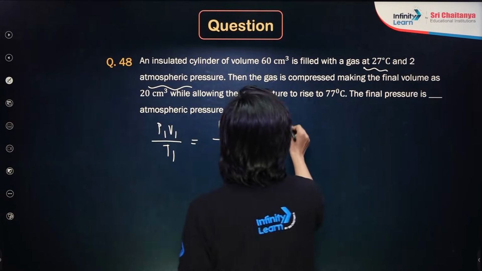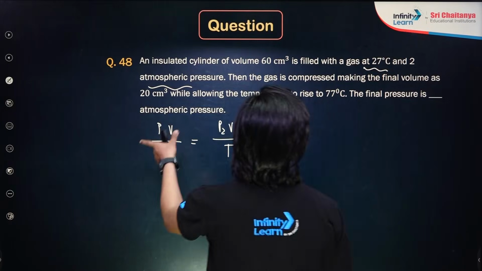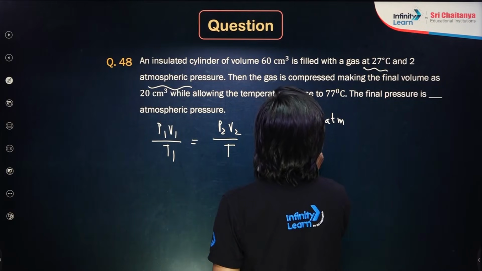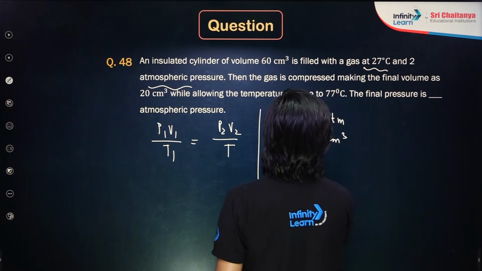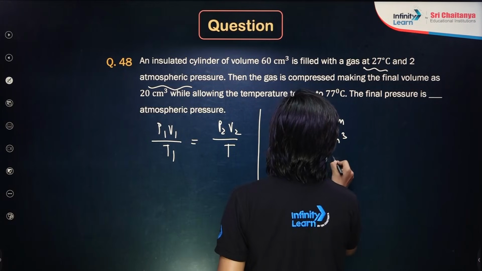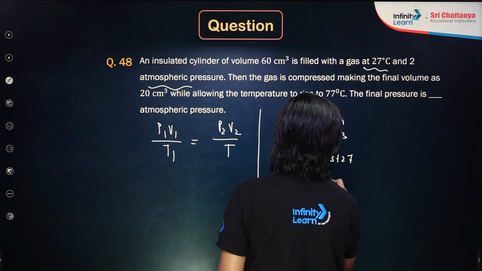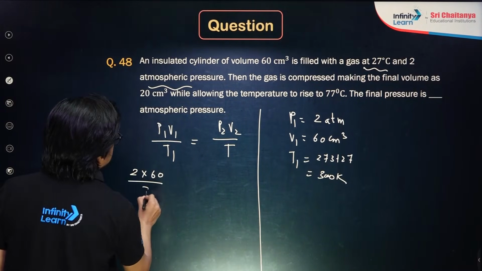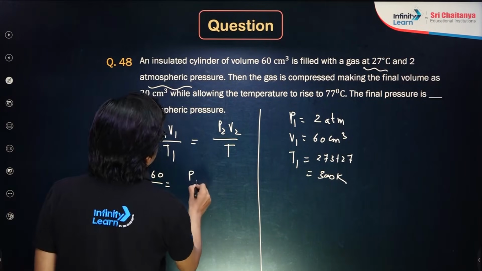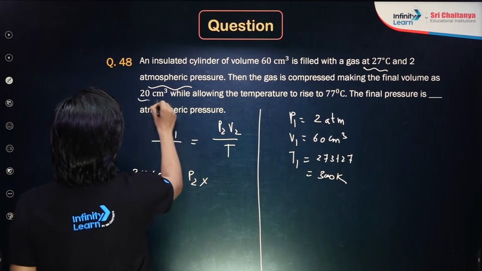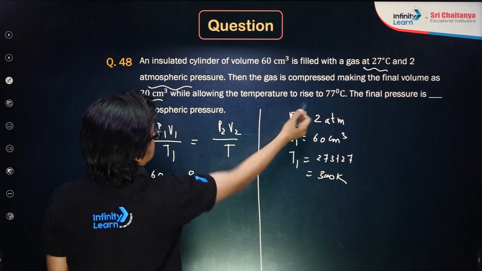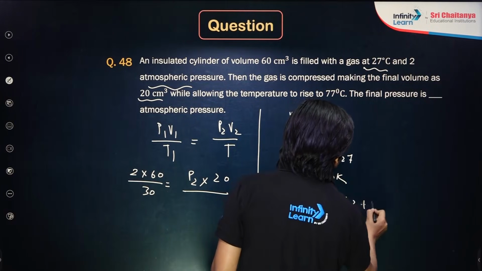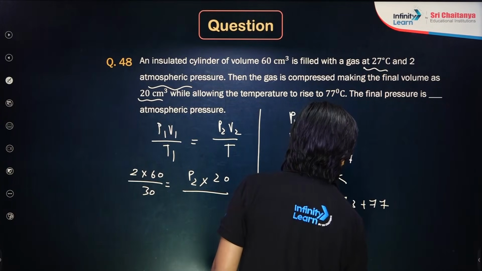Now you can write P1. What is that P1? P1 is 2 atmospheric pressure. V1 is equal to 60 centimeter cube. T1 is equal to 273 plus 27, which is 300 Kelvin. So you can now write 2 into 60 divided by 300 equal to P2 into V2 by T2. Let me put the value directly. V2 is 20. Temperature T2 is 273 plus 77, and it comes out to be 350 Kelvin.